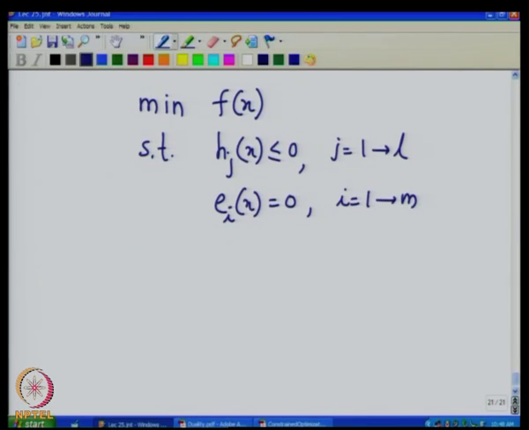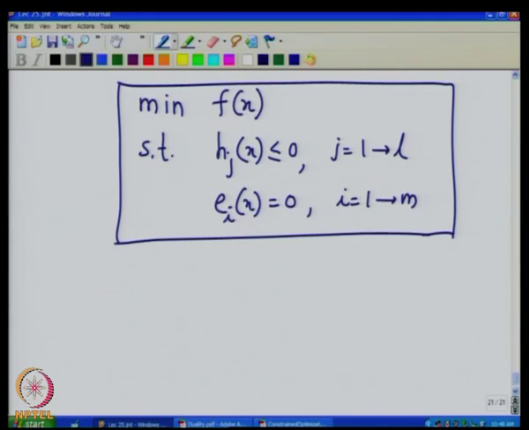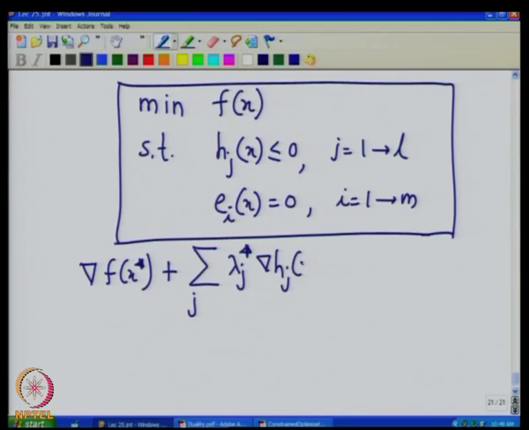Now, we also wrote down the KKT conditions for this problem. In particular, we saw that the gradient of the Lagrangian vanishes. So, there exist x star, lambda star, mu star, such that gradient f(x star) plus sigma j going from 1 to L of lambda j star gradient h_j(x star) plus sigma i going from 1 to M of mu i star gradient e_i(x star) is 0.